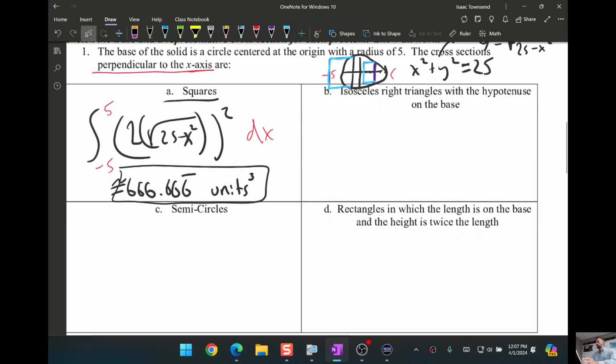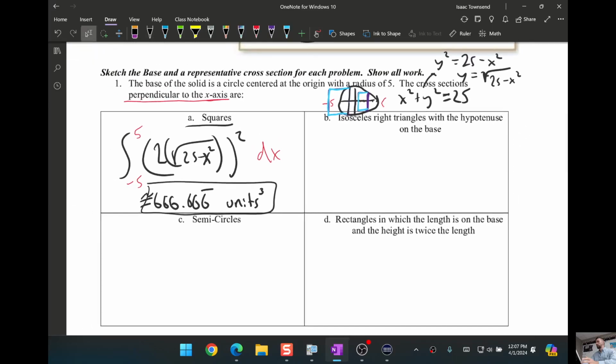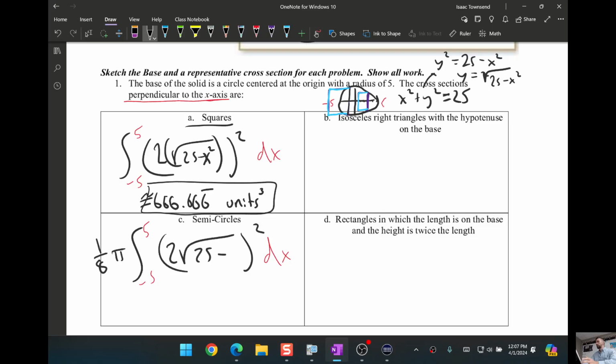Okay, so last one, I'm just going to start you on. The only difference with semicircle is it's still perpendicular to the x-axis. All that's different is the formula is different. For semicircles, you could do, well, either one of those, but you better be careful if you do it the way I do it. 1/8 pi base squared. And if you've already thought about what the base is up here, then you have this one ready to go too.